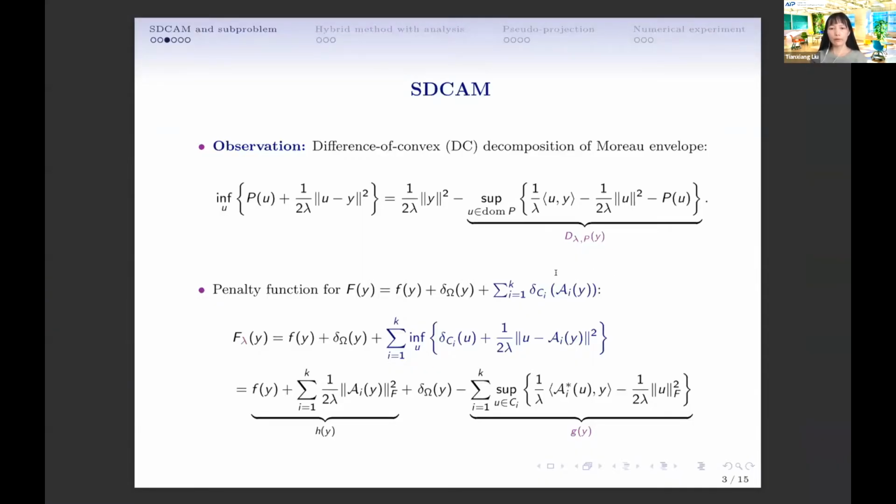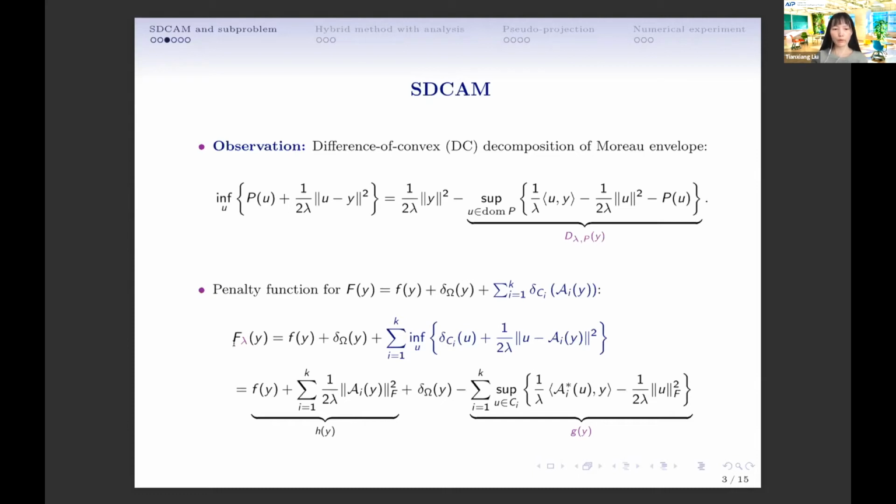It could be used to solve the corresponding F lambda. F lambda is an approximation of the original objective F, obtained by replacing each of these indicator functions by its corresponding Moreau envelope function. Then, since this Moreau envelope has a DC decomposition, we can further write this Moreau envelope function as the convex part of the DC function and the concave part of the DC function here.